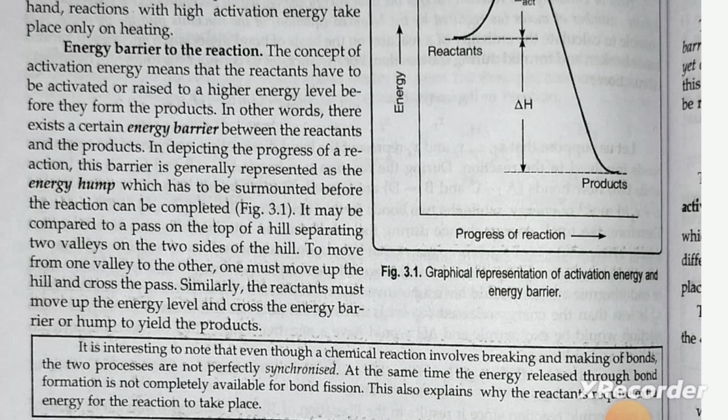The concept of activation energy means that the reactants have to be activated or raised to a higher energy level before they form the product. In other words, there exists a certain energy barrier between the reactant and the product. In depicting the progress of a reaction, this barrier is generally represented as an energy hump, which has to be surmounted before the reaction can be completed. Figure 33.1. It may be compared to the pass on the top of a hill separating two valleys on two sides of the hill. To move from one valley to the other, one must move up the hill and cross the pass. Similarly, the reactant must move up the energy level and cross the energy barrier or hump to yield the product.